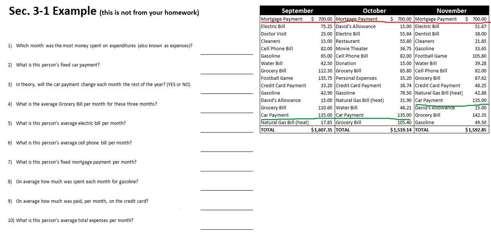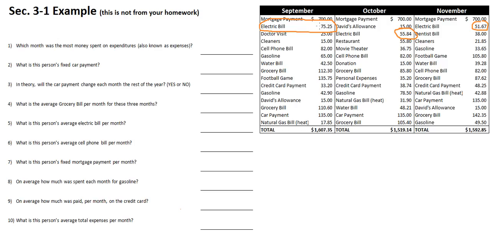Now, not all of these expenses are fixed. Some of these expenses change each month. Let's take a look at one of them, the electric bill. The electric bill changes each and every month. It's not the same. So when an expense changes from month to month, or at least it can change, it's known as a variable expense. Variable. So it can change.